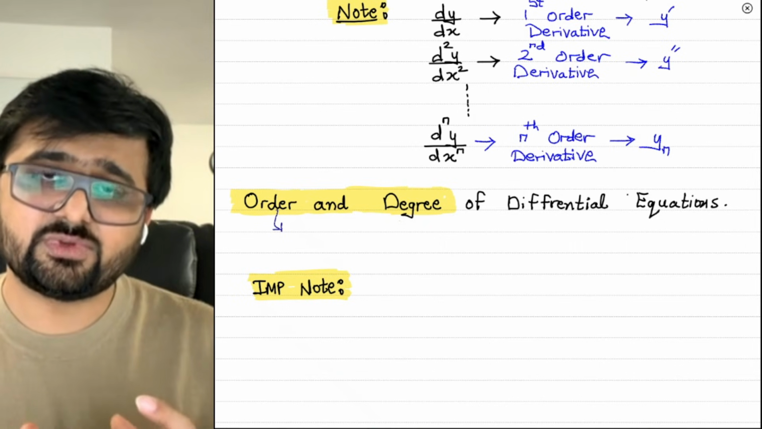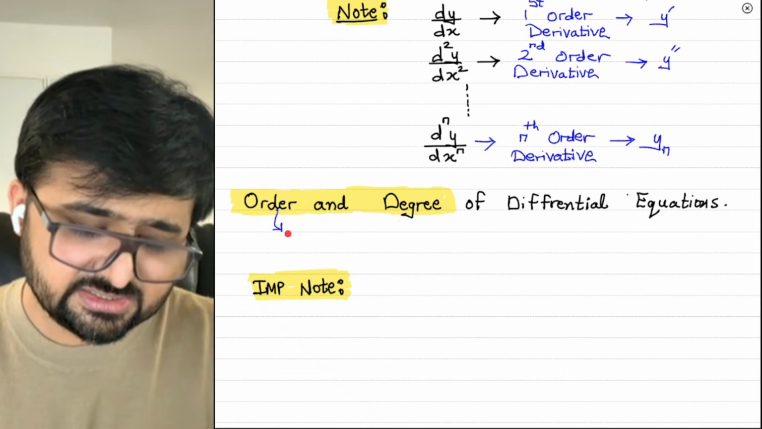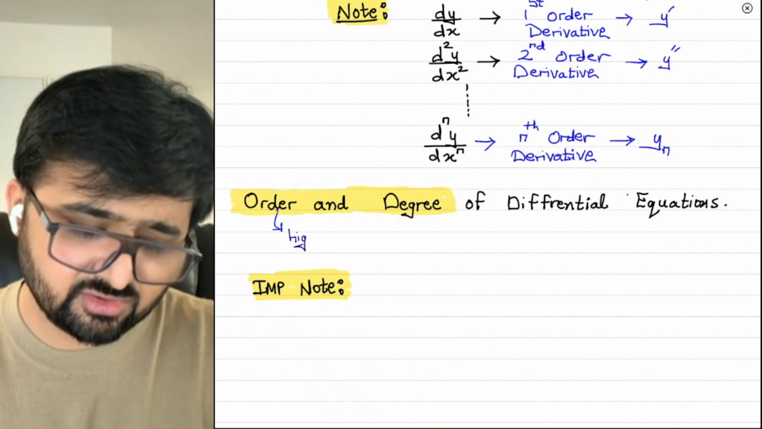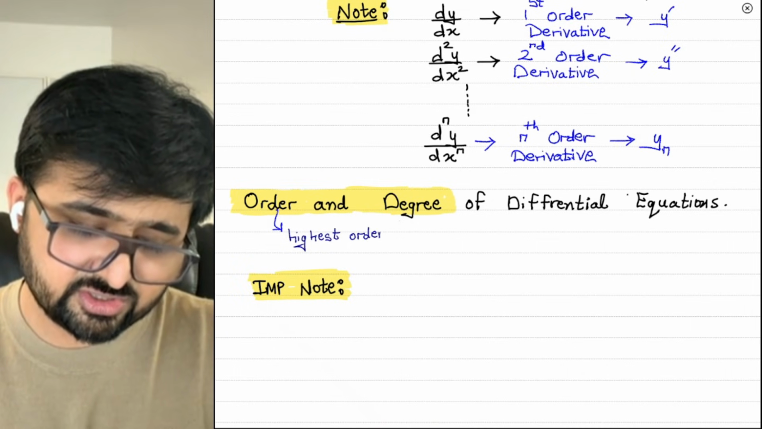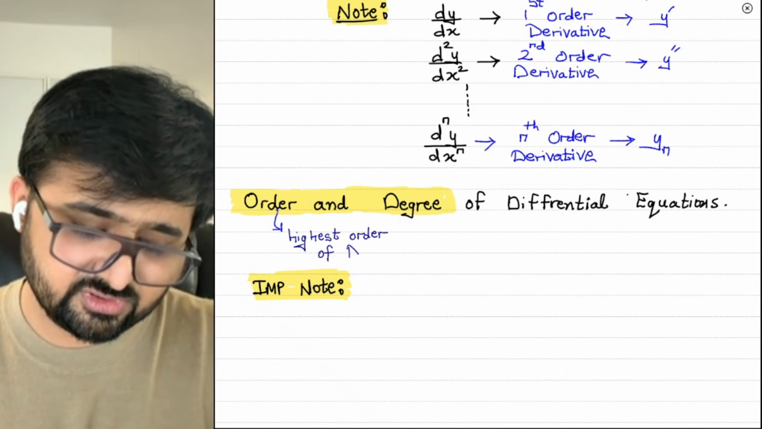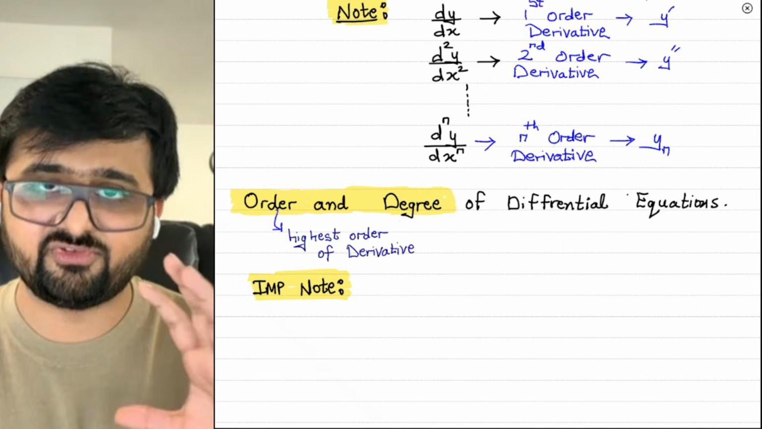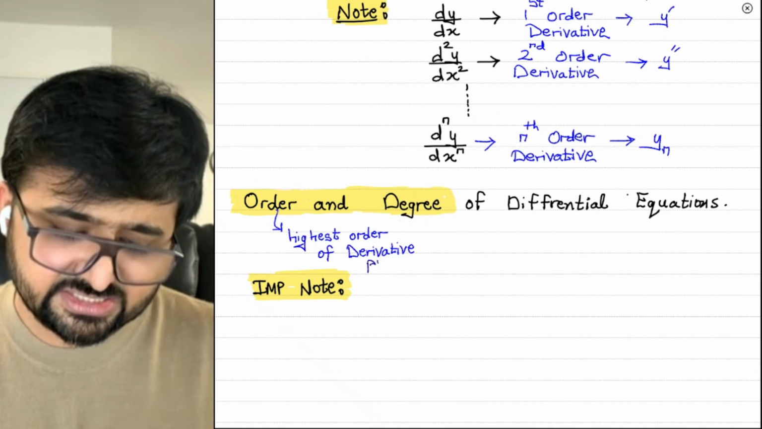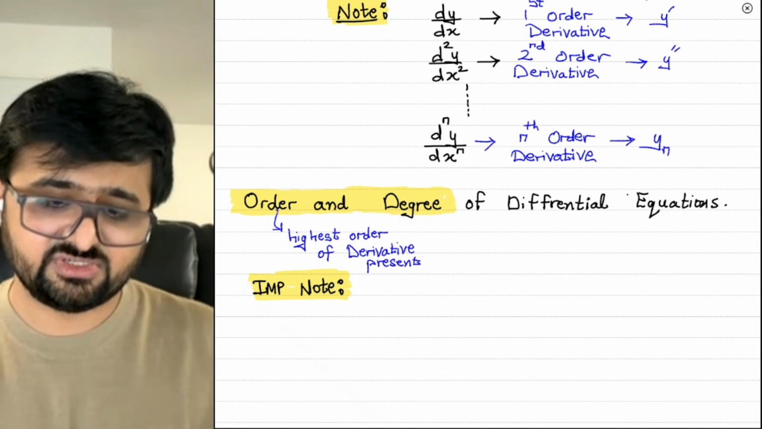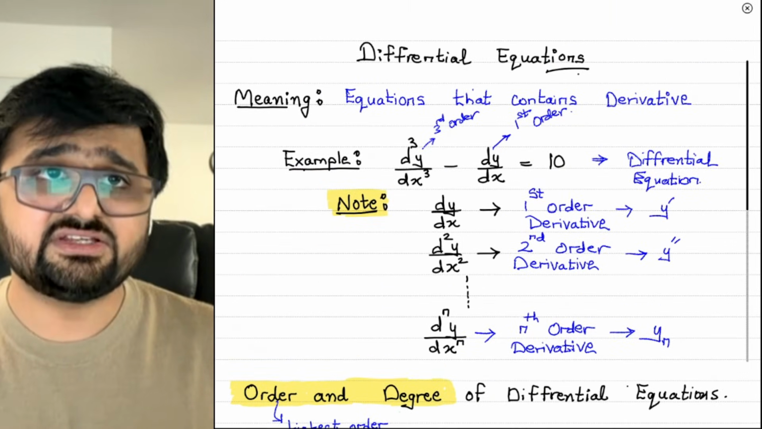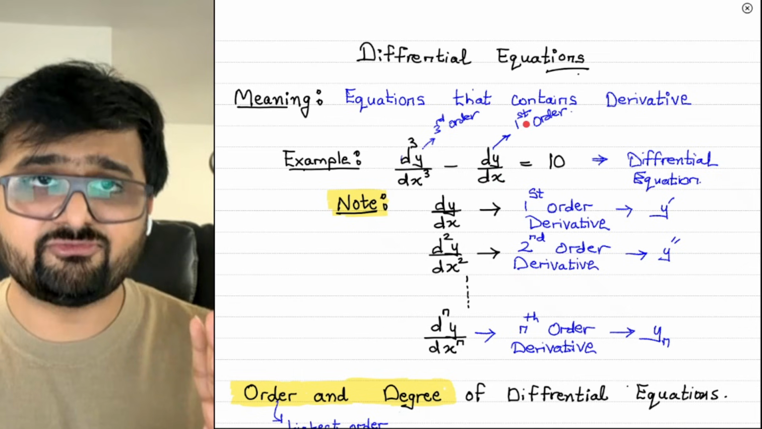The order of a differential equation is basically the highest order of the derivative present. We'll see with the help of an example to make it clear. Let's use the same example that we had. In this example, I have a third order derivative and I have a first order derivative.